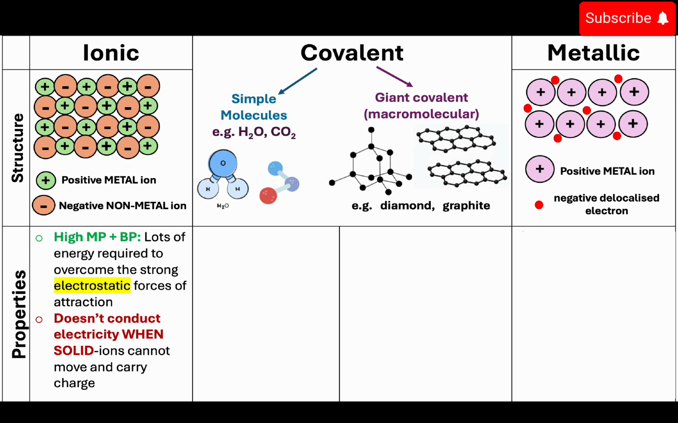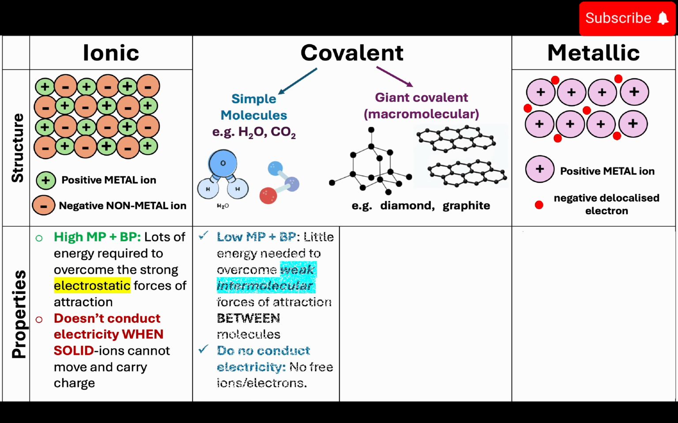Covalent compounds, so you have simple molecules. The properties are low melting and boiling point. Reason being, little energy is needed to overcome the weak intermolecular forces of attraction. So the word intermolecular means between molecules. What's holding those molecules together are very weak forces of attraction, and that's why it has a low melting and boiling point. Another thing is that it does not conduct electricity, so there are no free ions or electrons.